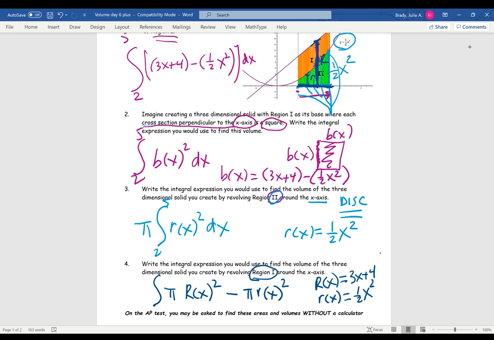But the more complicated you make your integrand, the kind of worse it is. So what we can do is we can factor the pi out of both of them. So I'm going to factor the pi out of both of them.